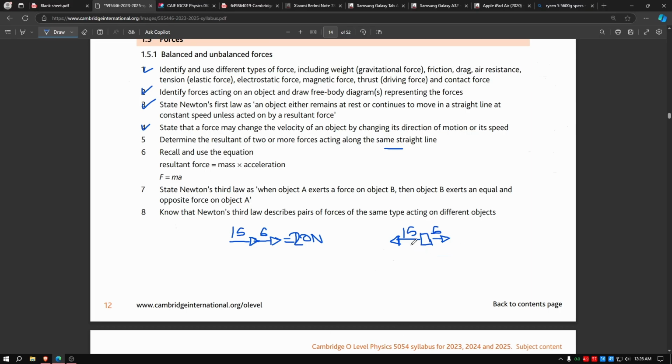So if the forces are opposite, moving toward each other, then the forces will cancel each other out and the algebraic sum will be your answer. So the algebraic sum will be 15 minus 5, which is 10. So 10 Newtons towards the left will be the resultant force.